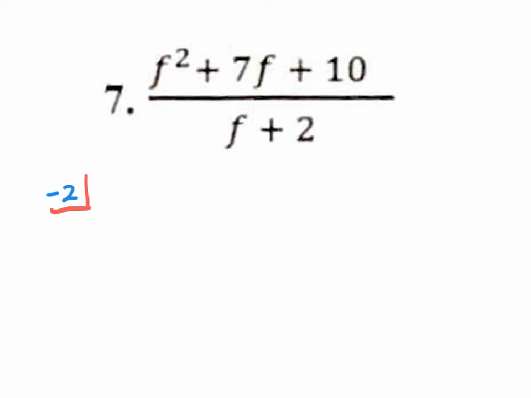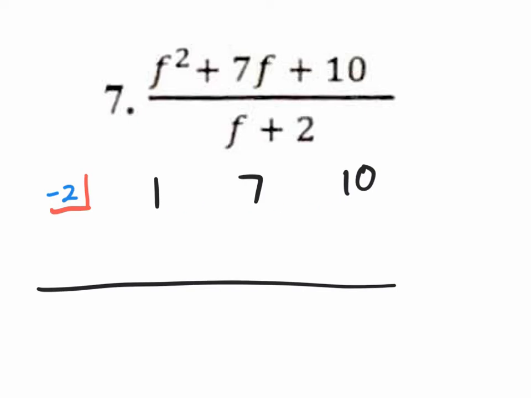We don't have any missing values, so what are the coefficients that go right here on my list? 1, 7, and 10. Now notice I didn't put these too close together. I left some space. Leave some space. And you're going to draw your line like this, but don't put that line too close. You need some space right here. You're going to be putting numbers between the 1 and the line, the 7 and the line, the 10 and the line. Once again, the 1 came from the coefficient of f squared.